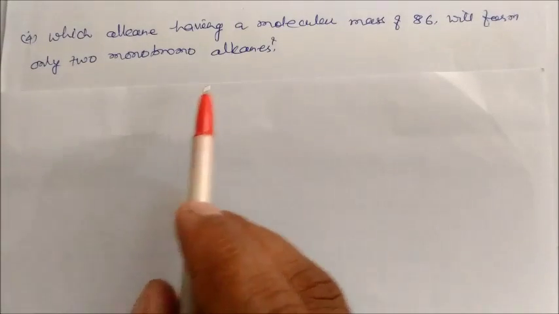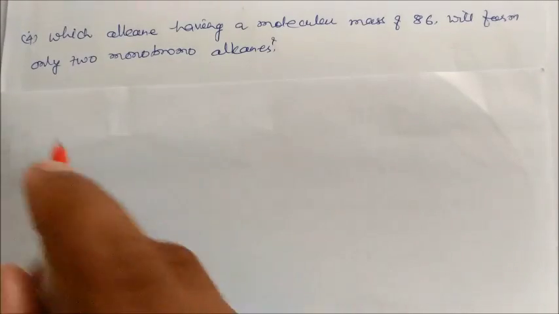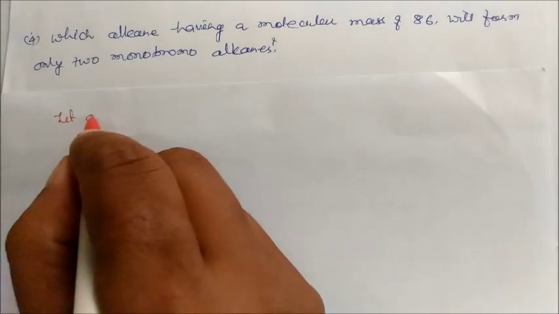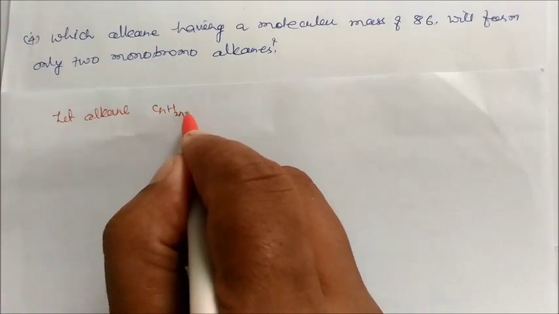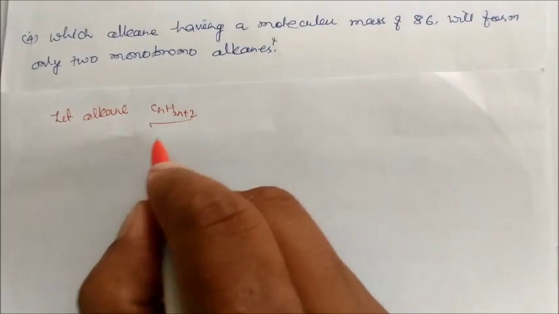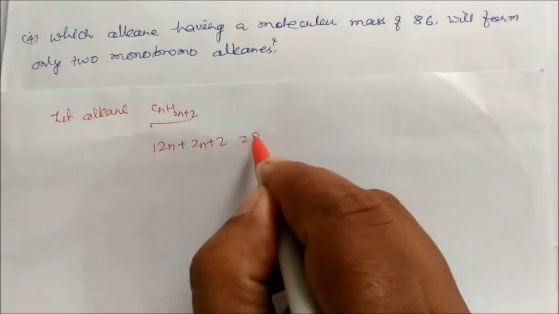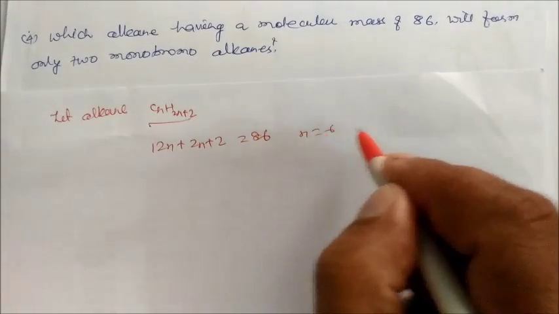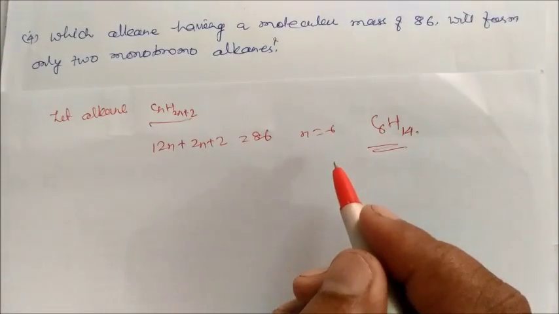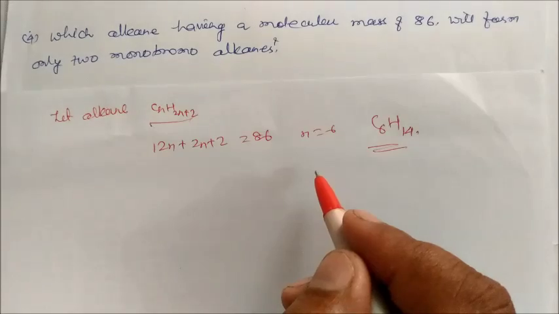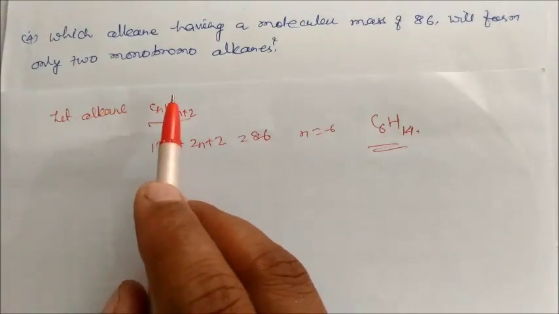Which alkane having a molecular mass of 86 will form only 2 monobromo alkanes? So here let the alkane be CnH2n+2. So we take 12n plus 2n plus 2, and this is equal to 86. On solving you will get n equal to 6. So the alkane is C6H14, which is our hexane molecule. Now next, which will form the two monobromo alkanes?